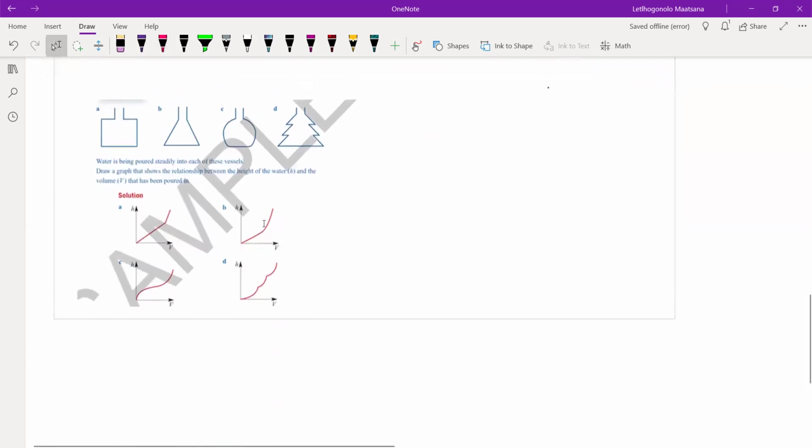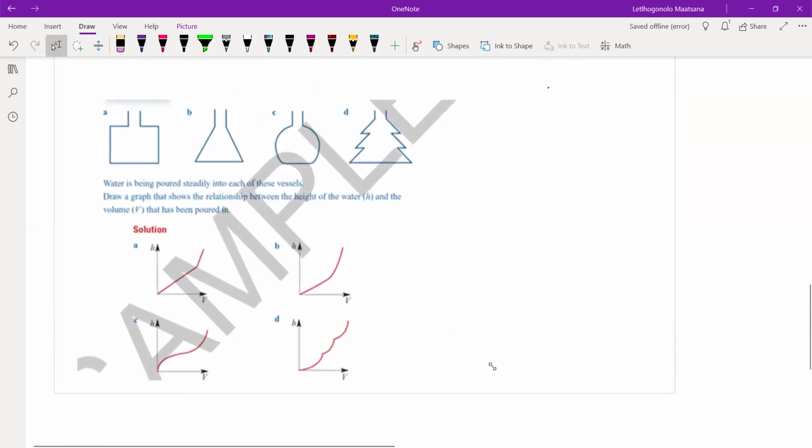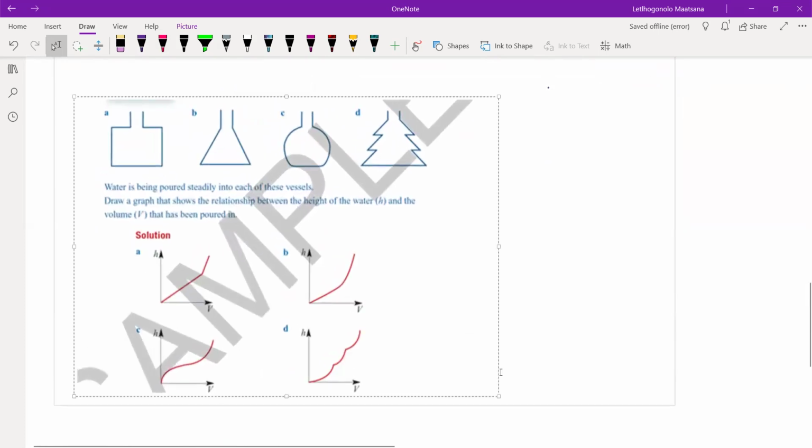One last example. Here it says water is being poured steadily into the vessel. Draw a graph that shows the relationship between height and the volume that has been poured. Okay?